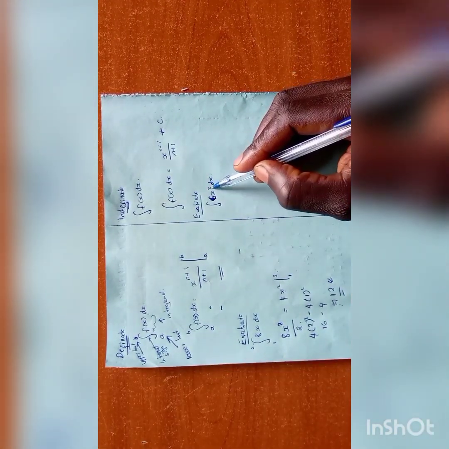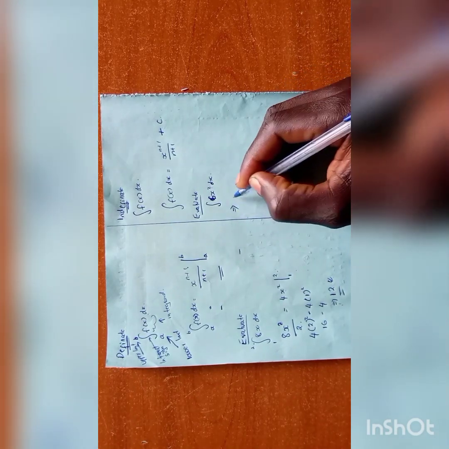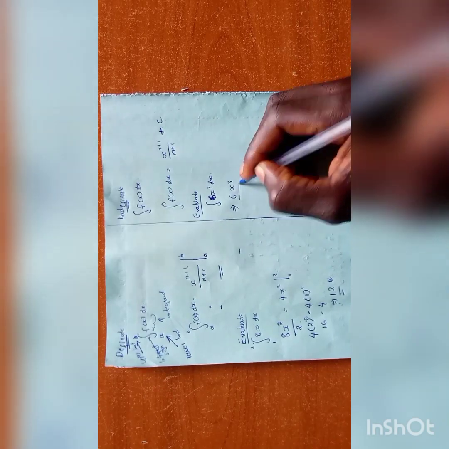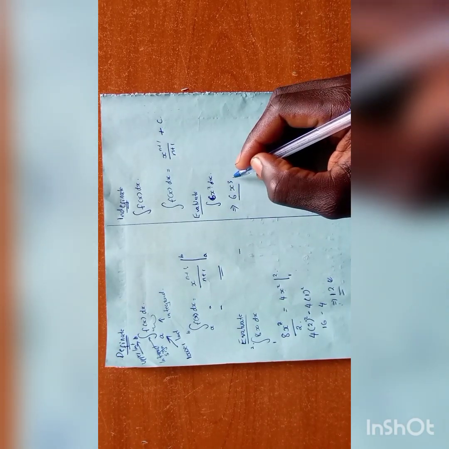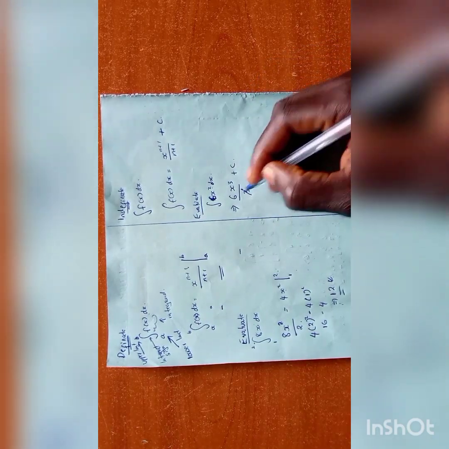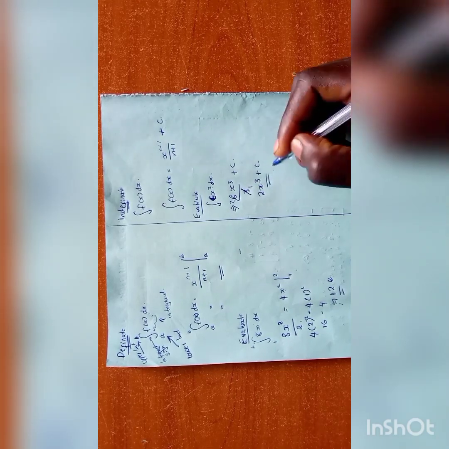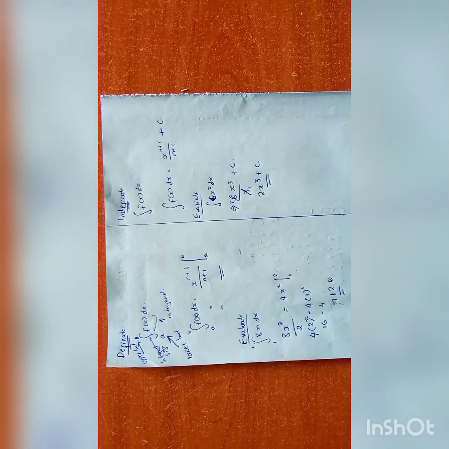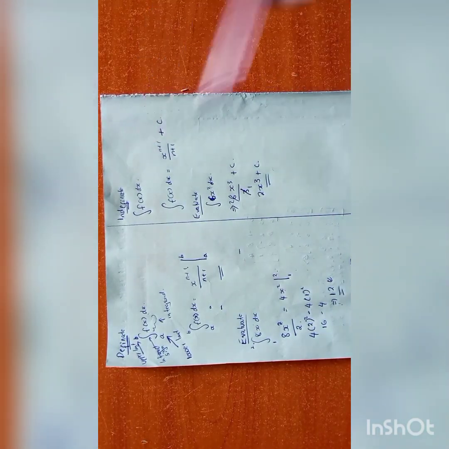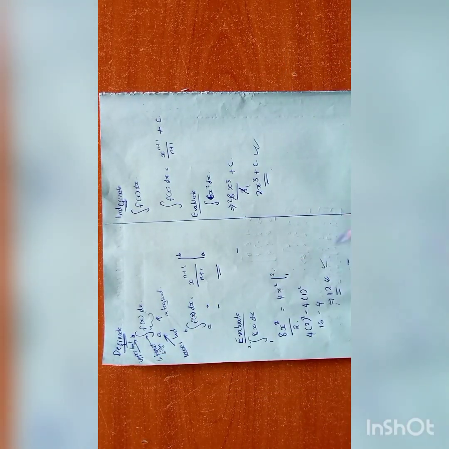x here is raised to power 2. When you add 1 to 2, it becomes 3. So you'll have 6x power 3 divided by the resultant power. After adding 1, you'll have 3, plus c. Here 6 divided by 3 gives 2, so you'll have 2x cubed plus c. So you see, when you integrate an indefinite integral, you'll have a function. But for a definite integral, you have a number.